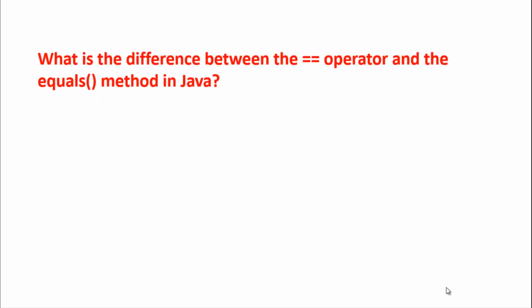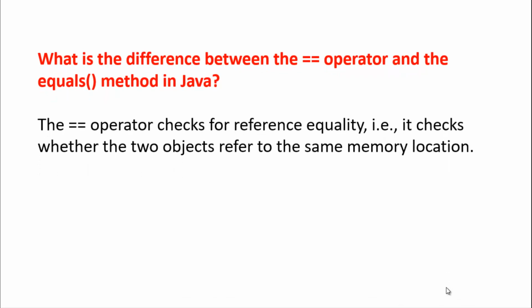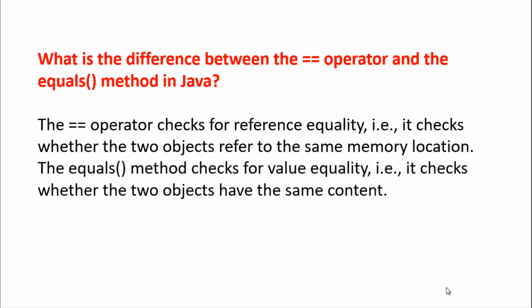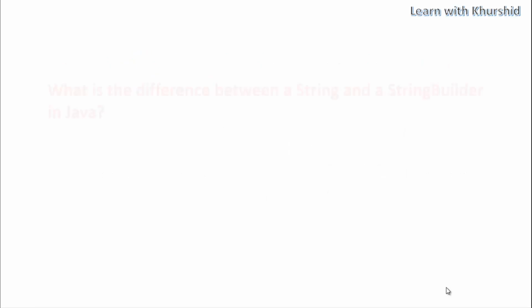What is the difference between the double equals operator and the equals method in Java? The double equals operator checks for reference equality. It checks whether the two objects refer to the same memory location. The equals method checks for value equality. It checks whether the two objects have the same content. First one is the reference, second one is the content.